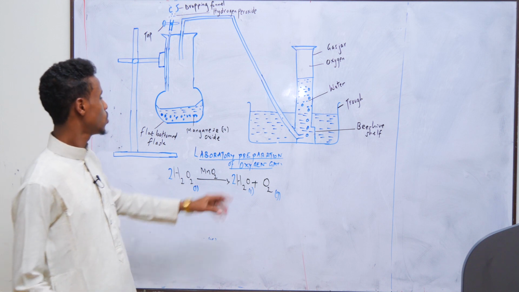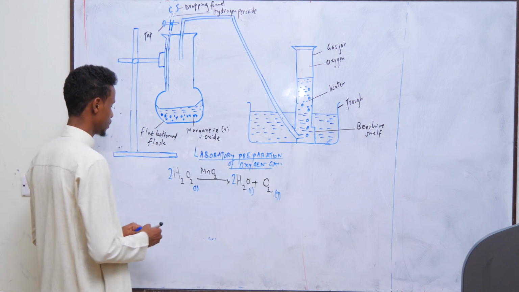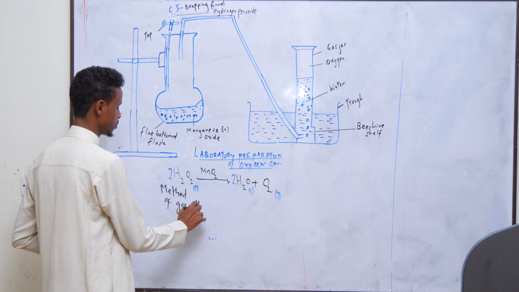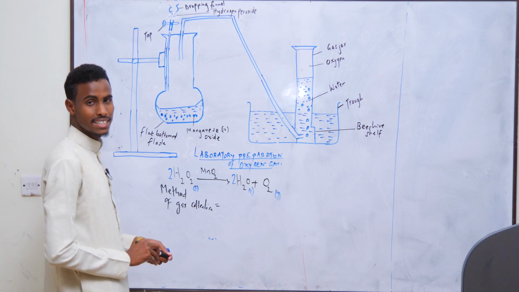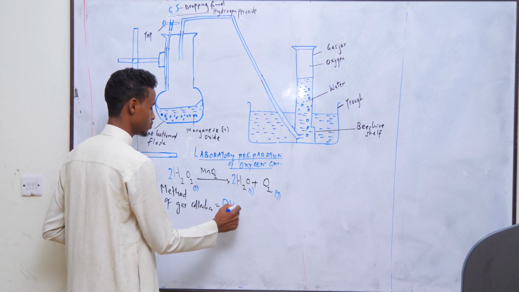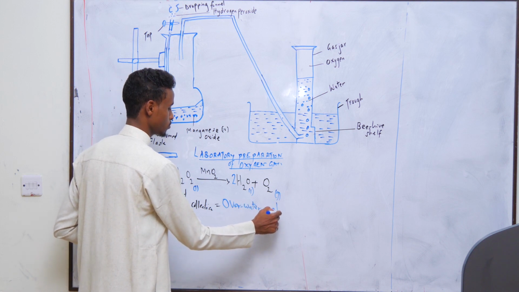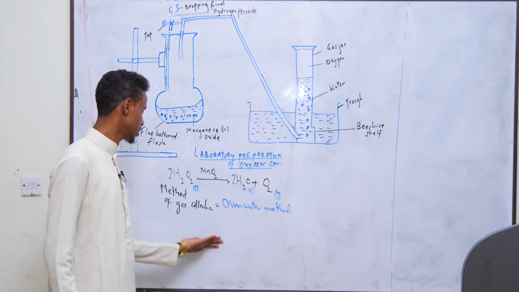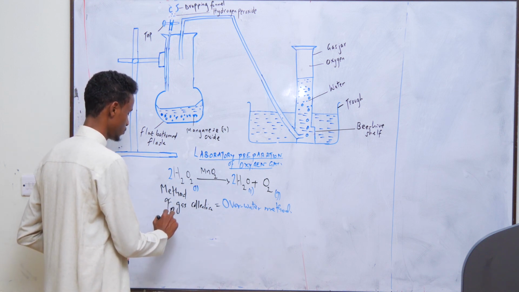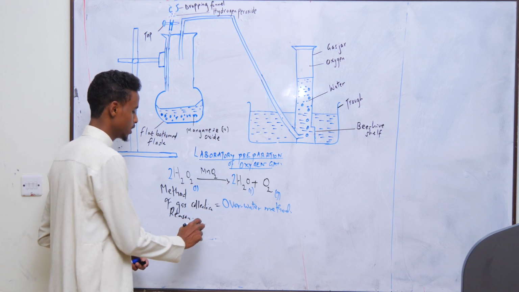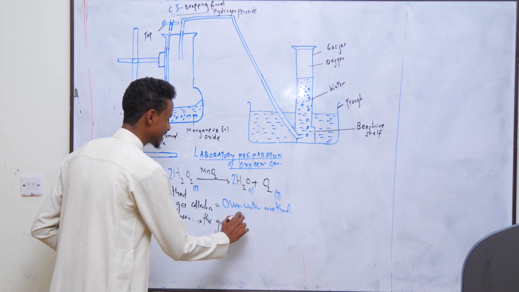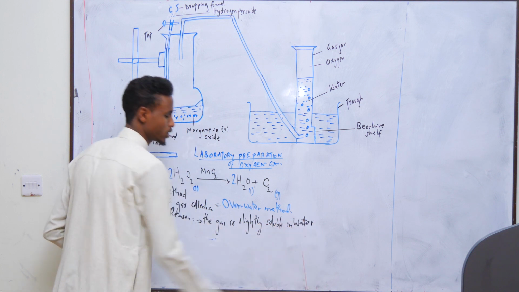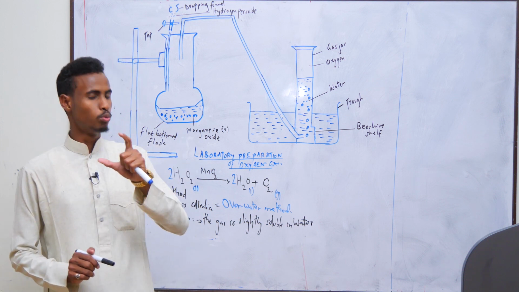The method of gas collection here, class, is the overwater method. Now, you will be asked to state the method of gas collection. Number one, you say, overwater method. Reason: the gas is slightly soluble in water.